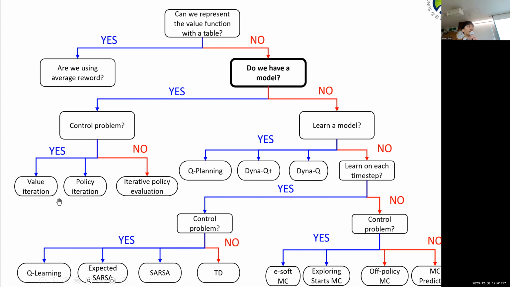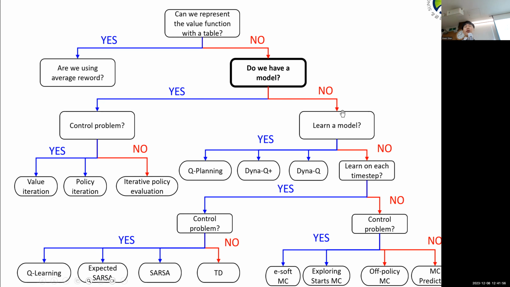If it's a control problem, then we can use value iteration and policy iteration. We learned this at the beginning of the lecture, maybe in week 3 or week 4. It means like the grid world, right? The grid world is like a model for us. And if it's prediction, then we just want to predict the state value, then we just rely on the iterative policy evaluation approach. We learned the iterative process, right? Then move to the other branch.